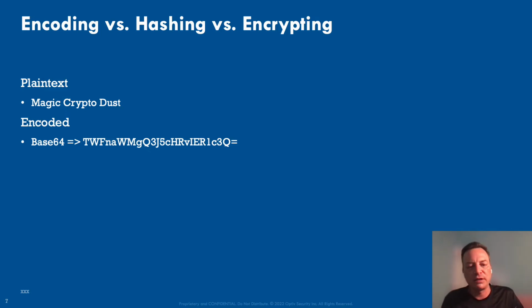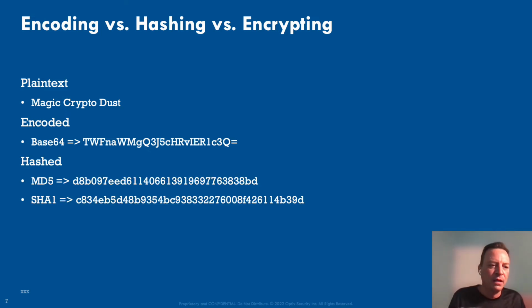So as I mentioned, encoding. Base 64 is the most common one. This is just easily reversed back to plain text. So though it looks esoteric, it looks encrypted, it's not encrypted. This is easily reversible. Now, your hashing algorithms like MD5, SHA-1, SHA-256, SHA-2, those are one-way hashing algorithms.